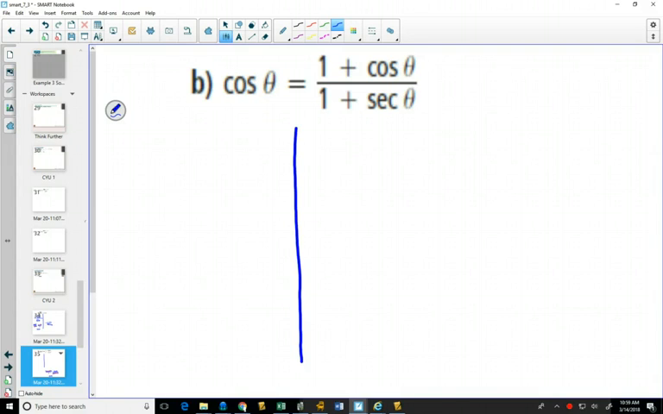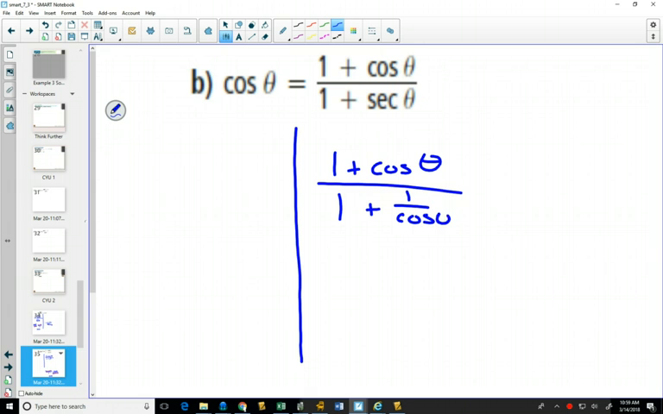again, I'm looking at this equation. Can I change everything to sine and cos? Well, I can change everything to cos because secant is 1 over cos. Again, at this point, we're going to use that strategy of once I've changed things to sine and cos, can I write both sides as a single fraction? Well, the left side is cos, which is cos over 1. It's already a single fraction. But the right side has a fraction inside of a fraction.